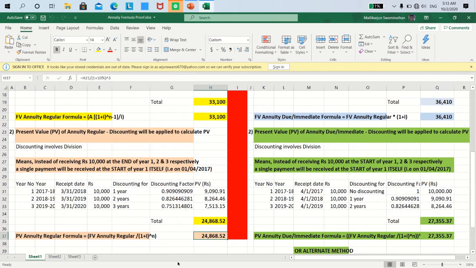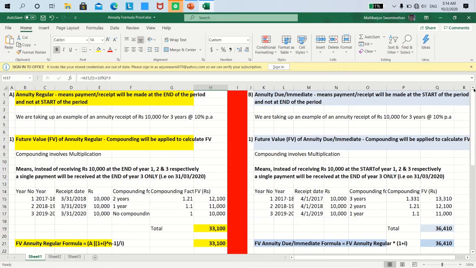Therefore, if I now go across to cell H37, I observe that I am able to get the amount of 24,868.52 as follows. It is equal to, if I double click on the cell, H21, which is nothing but FV annuity regular, which was found out to be 33,100 earlier, divided by 1 plus 10% power 3. Straight away I get the answer as 24,868.52. Now, I hope this concept relating to PV and FV annuity regular is crystal clear to you.